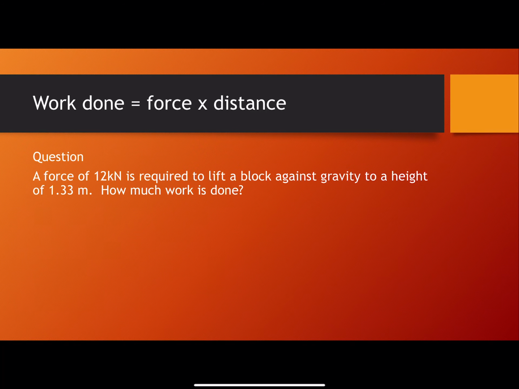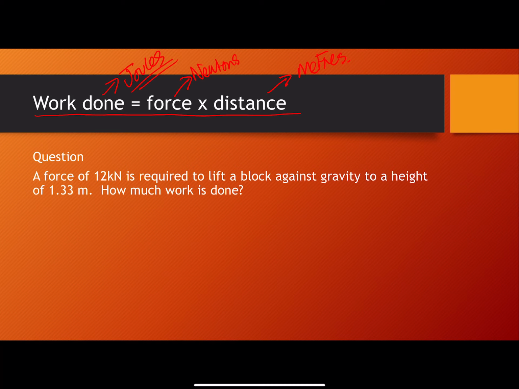So work done is force times distance. Force, the units are in newtons. And distance, the units are in meters. Work done, as we previously said, will be in joules. So, a force of 12 kilonewtons is required to lift a block against gravity to a height of 1.33 meters. How much work is done?